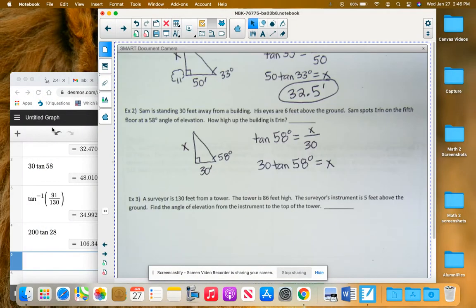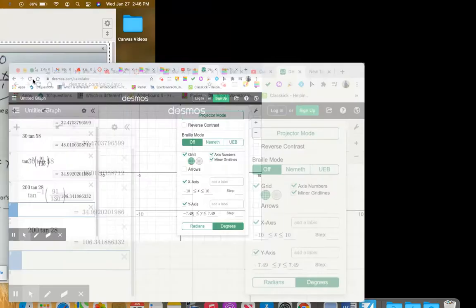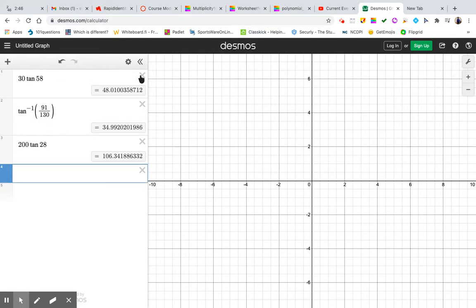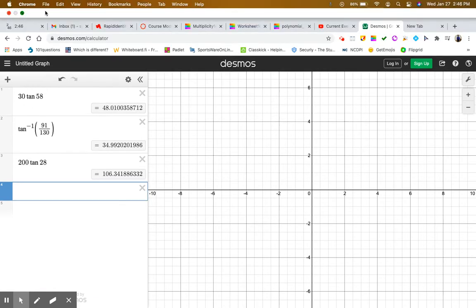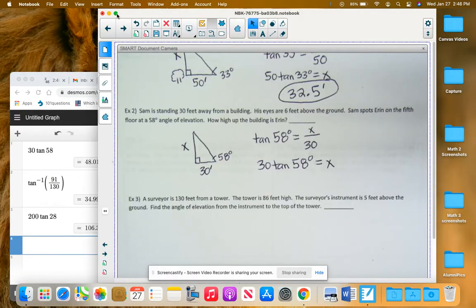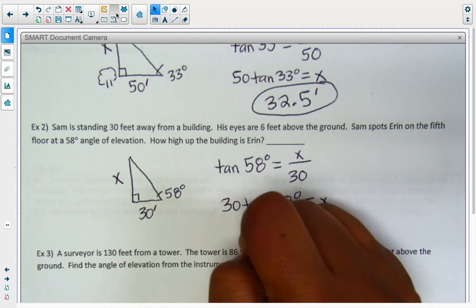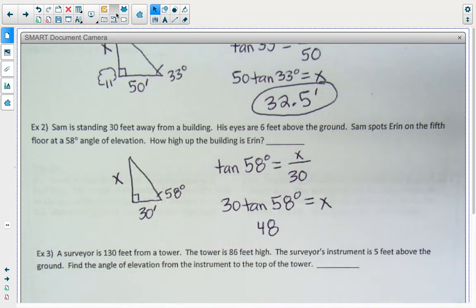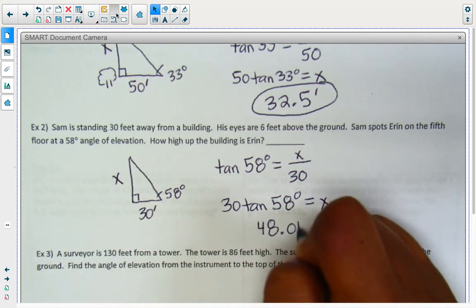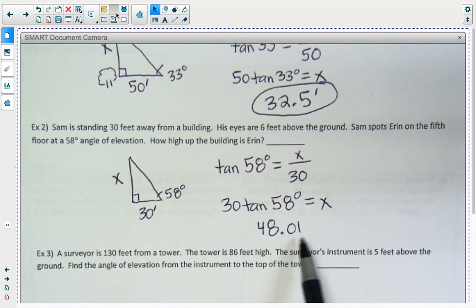So we go type number 2 in Desmos, and I already have it typed in for us. Again, make sure you're in degrees, and we type in 30 tan 58, and we got 48. So I got 48 for that problem right there. So my answer is 48. However, I'm going to keep a few more decimal points, and we'll just round at the very end.